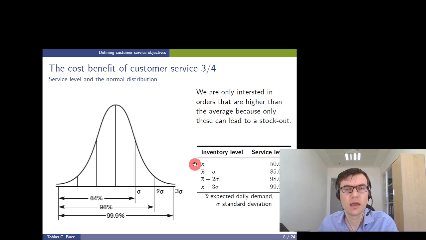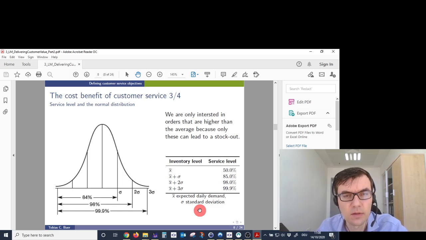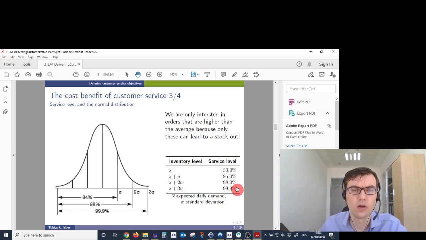The average order, X bar, is achieved in 50% of the cases. Let me phrase it differently. The expected daily demand is less than X bar on 50% of the days. The expected daily demand plus 1 standard deviation is not exceeded on 85% of the days. And our daily orders will not exceed X bar plus 2 standard deviations on 98% of the days, and will not exceed X bar plus 3 standard deviations on almost 100% of the days.